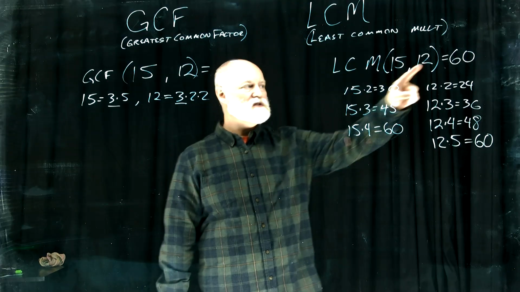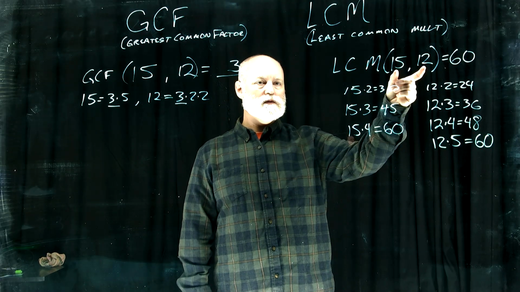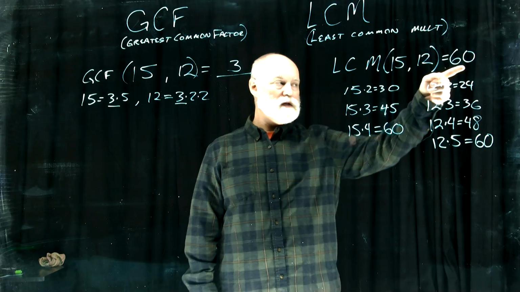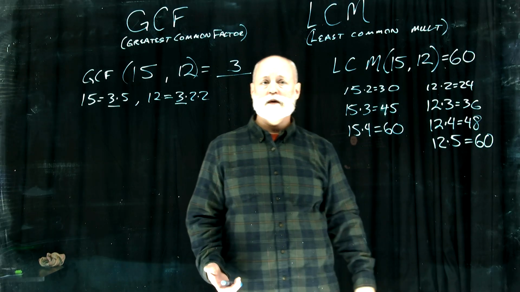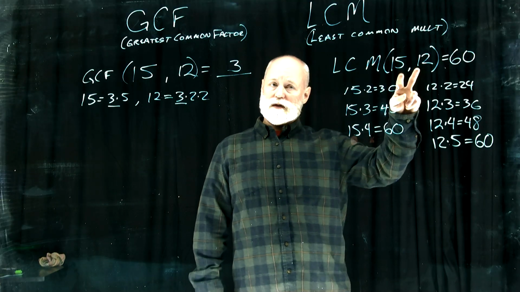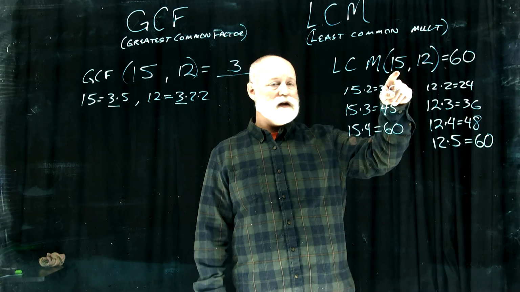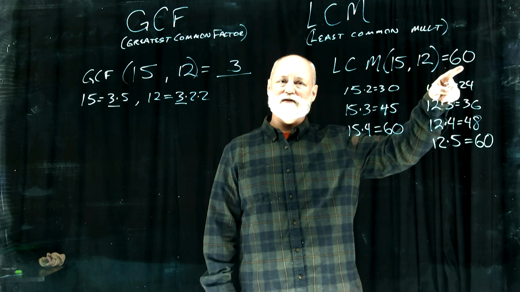Meaning, what's the smallest number I can get using 12 or 15 to get there? Not 12 times 15. We could do that. 12 times 15 would give us a multiple, but it's not necessarily the smallest one, right? So 12 times 12 is 144, and then we got to add 3 more 12s in there to get it to 15 times 12, right? That's definitely larger than 60.